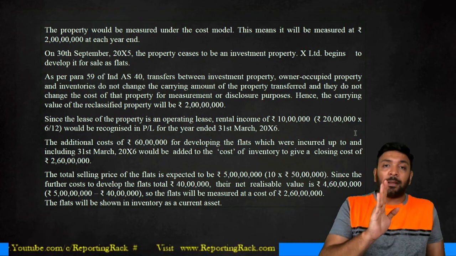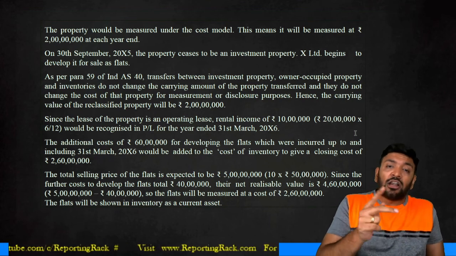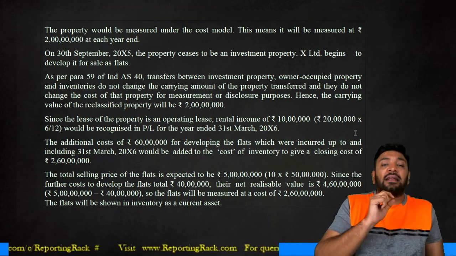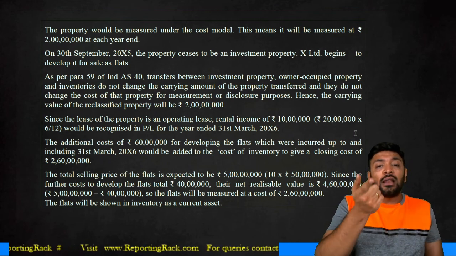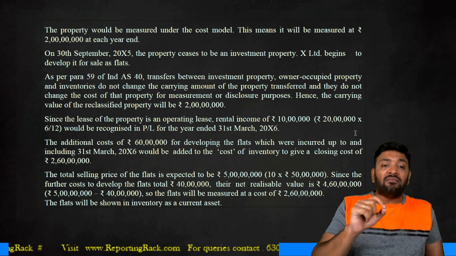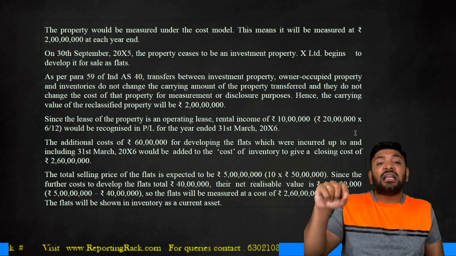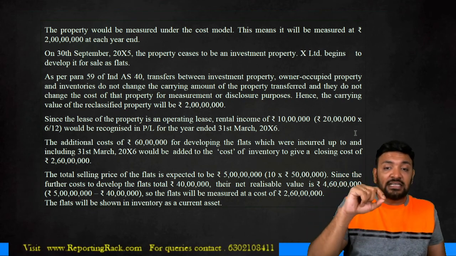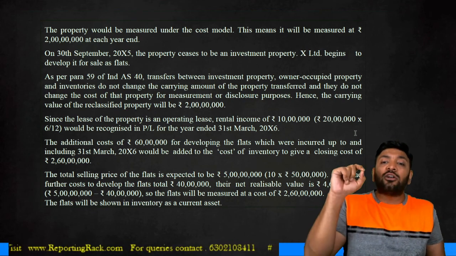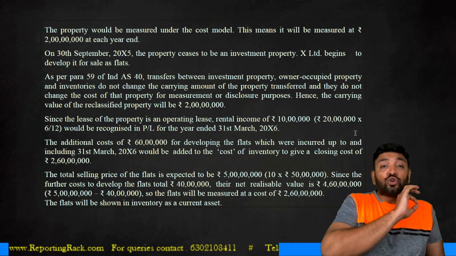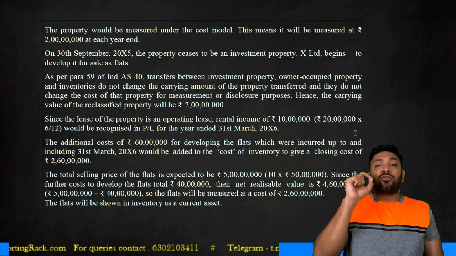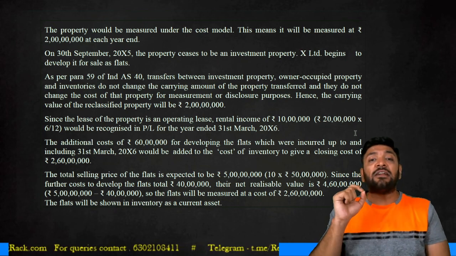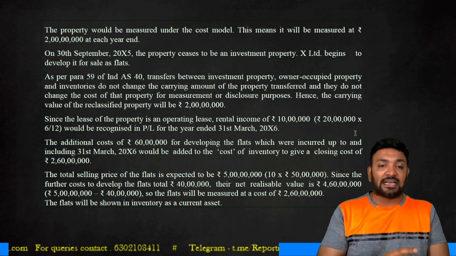Up to the end of September, I will derecognize the investment property and I will transfer the 2 crores to inventory. Under inventory, I have additionally incurred 60 lakh rupees, which should be added to the cost of closing inventory. So the 2 crore value of investment property plus the 60 lakhs cost of development, the inventory will be valued at 2 crore 60 lakhs.